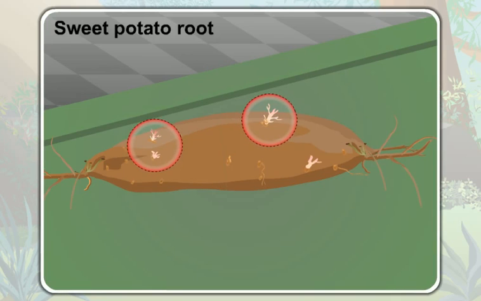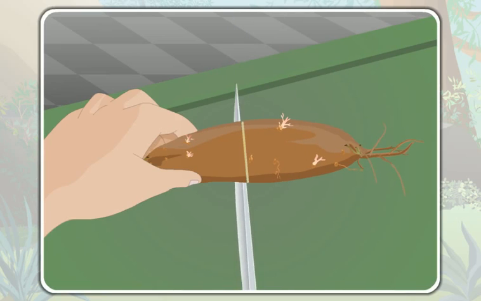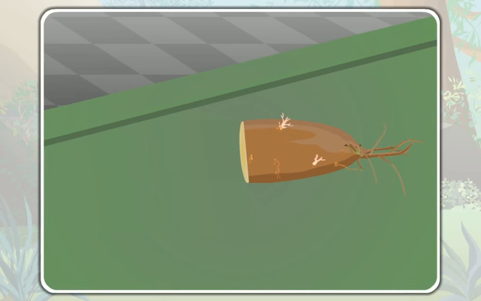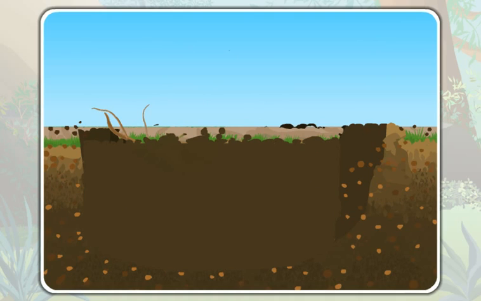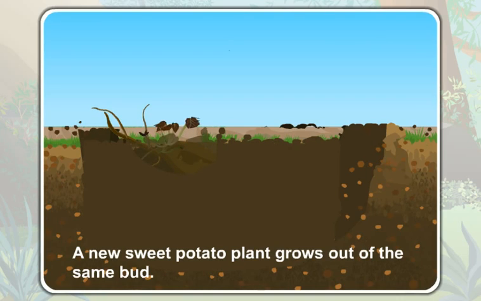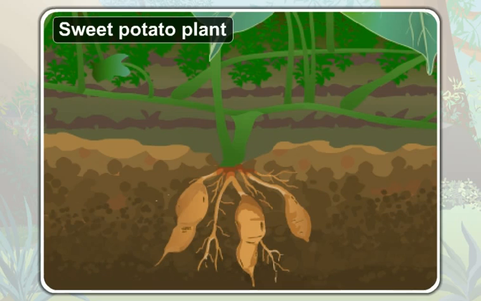Now look at the root of the sweet potato plant carefully. You can see some buds on the top of the root. Let us cut the top of the root, including the bud of a sweet potato plant. Now let us plant it in the soil. Do you know what would happen? After some days, a new sweet potato plant grows out of the same bud. Yes, the bud grows into a new sweet potato plant. So a sweet potato plant can reproduce from its tuberous root.